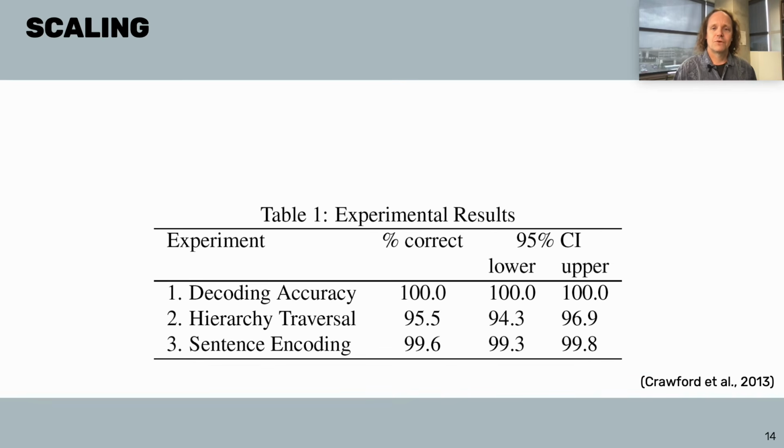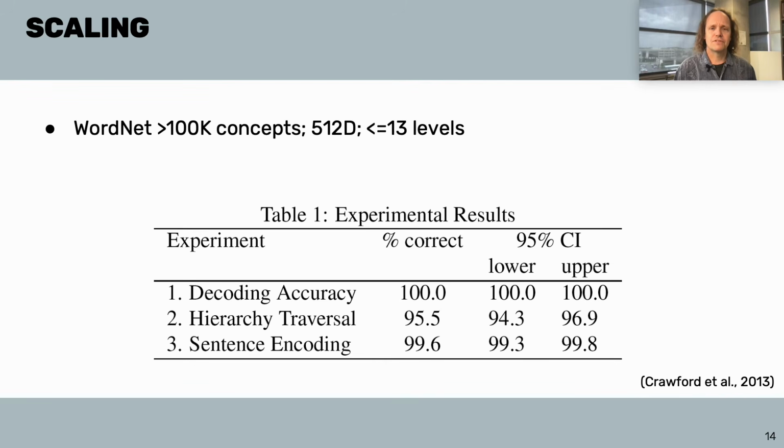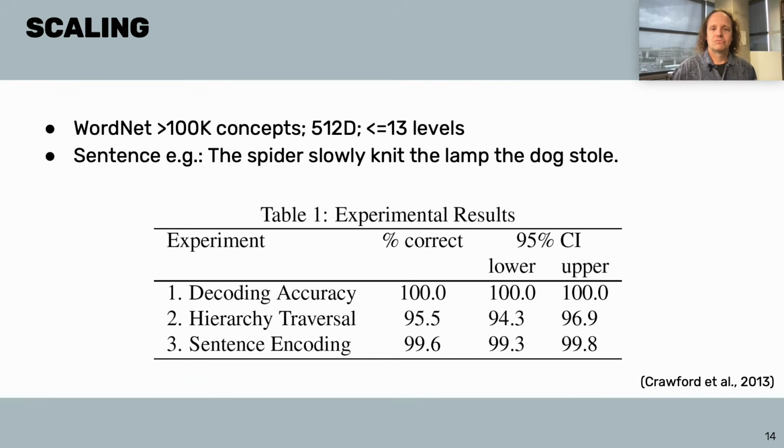And I just want to give you a quick example of the kind of sentences that we're encoding things in. So for instance, here we can see an example sentence. The spider slowly knit the lamp the dog stole. And as you can see, these are randomly generated because we're really just taking verbs and adjectives, nouns, and so on, and combining them into something that's grammatically appropriate, but of course not necessarily semantically appropriate. But then we can see that using these VSA techniques, we can in fact extract all of the relevant representations, identify them within our cleanup memory with over 99% accuracy.